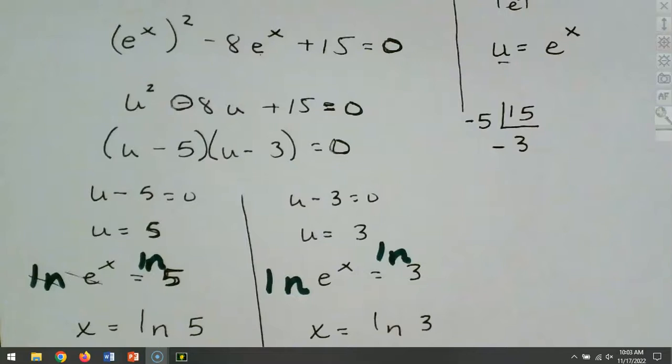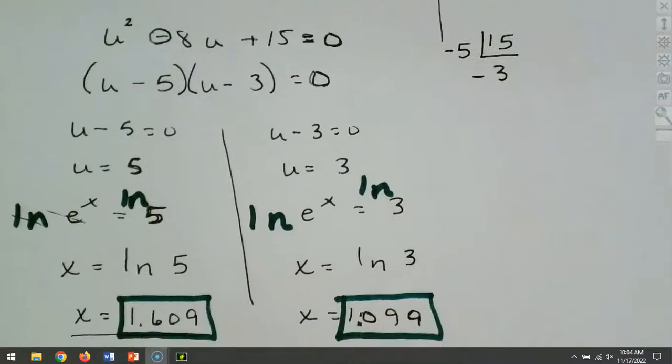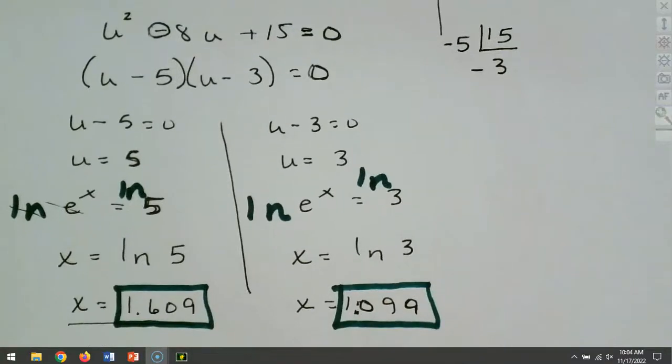I then resubstituted back what u was, which is e to the x. And then how do I get rid of an e? I use the natural logarithm. And then we just evaluate it down in our calculator. And we only have to get it to 3 places. 3 places is usually enough. You can do more if you want, but try to keep it at least 3.